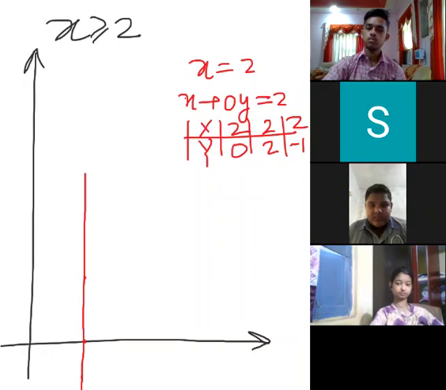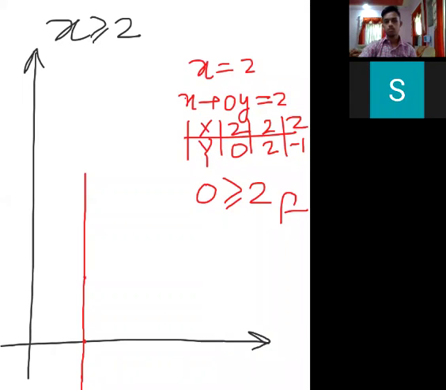This is the line. Now we need to think about the shaded region. It is not passing through the origin, so we can check it for 0, 0. So 0 is greater than or equals to 2. It is false. So it will be away from the origin. The shaded region will be away from the origin. This region is away from the origin. So I suppose we are able to understand this thing also, that the shaded region is away from the origin.